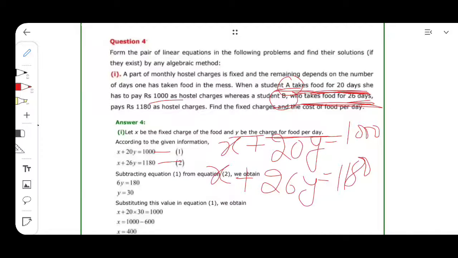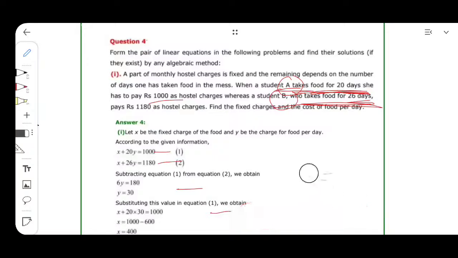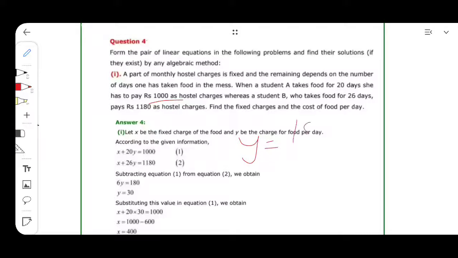Now what we'll do, we'll subtract these equations. We get x cancelling out, and this one will be minus 6y equals minus 180 rupees. After simplifying this, we'll get the value of y. Let's see. y will be equal to 180 upon 6, we get 30. So y equals 30 rupees.